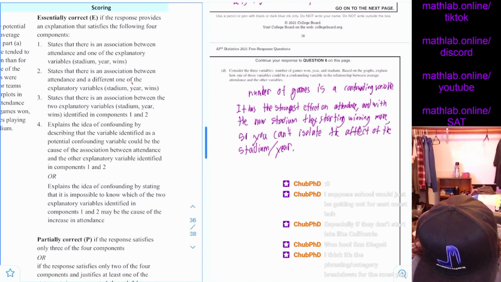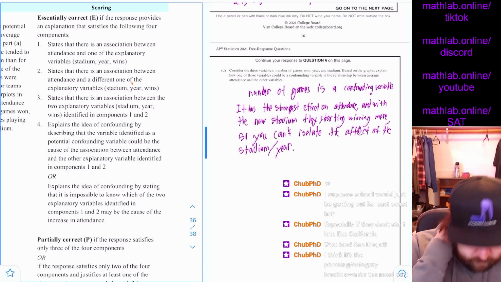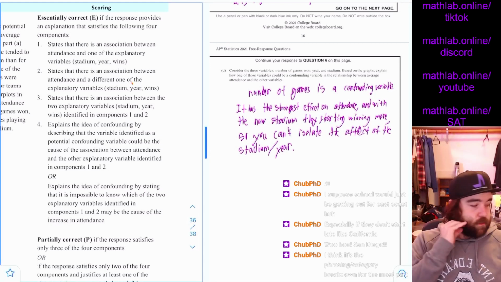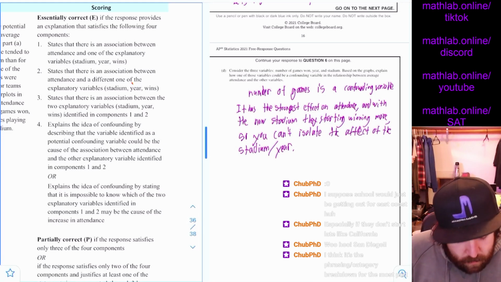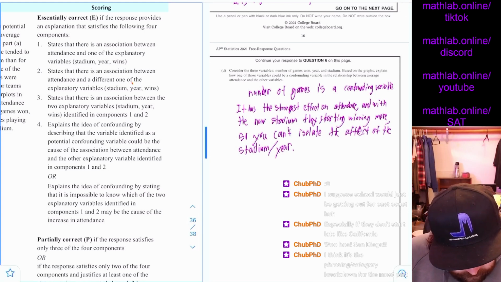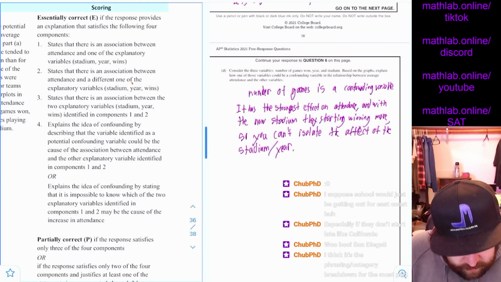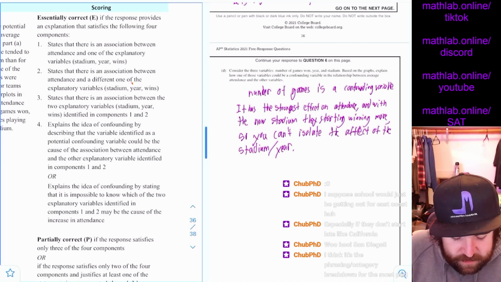Explains the idea that the variable identified could be the cause of the association. I did say that. So I needed to also say that number of wins has the strongest effect on attendance, that the new stadium also had. So I needed to say that in the new stadium there were more wins as well.